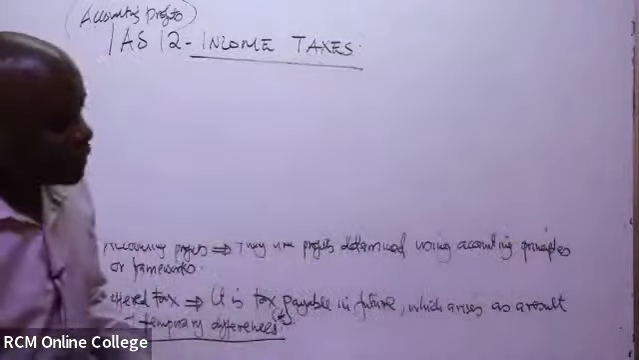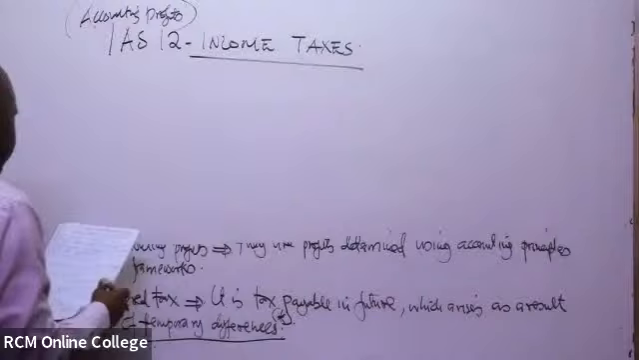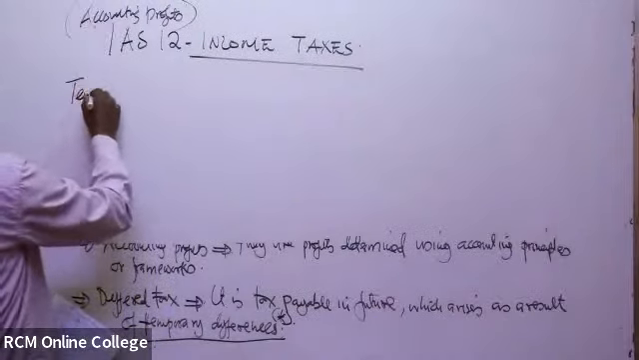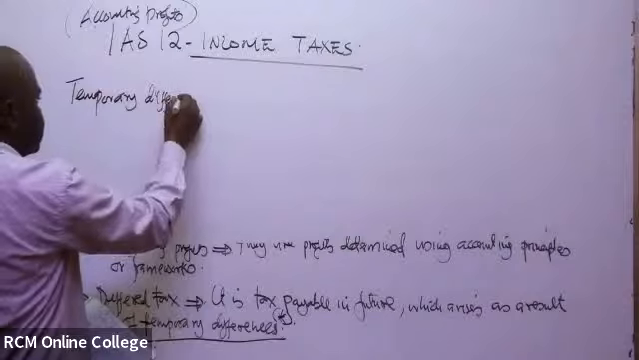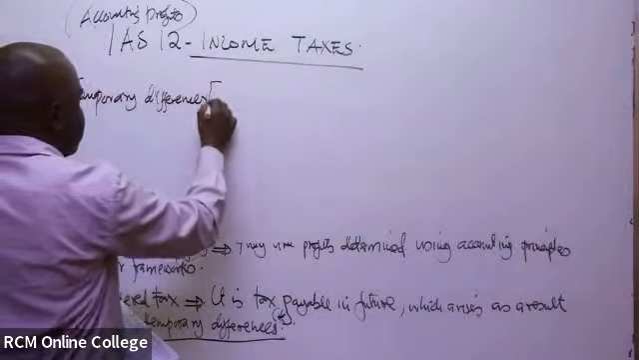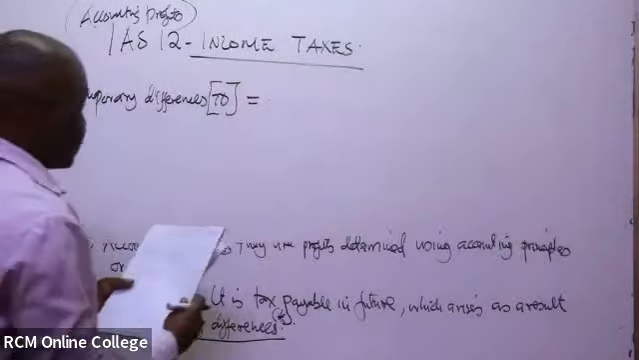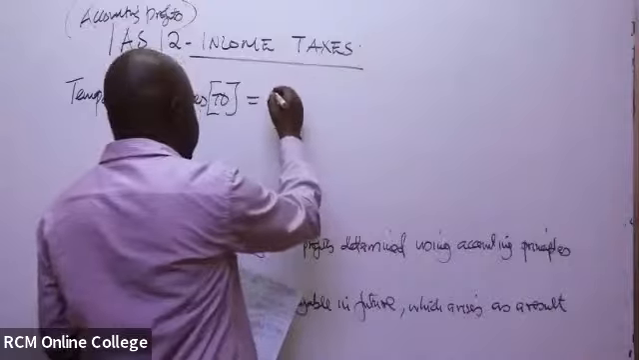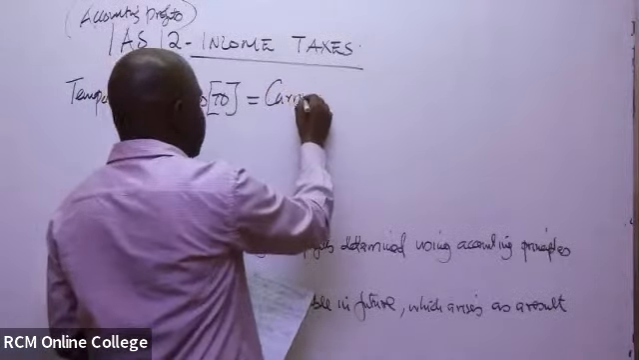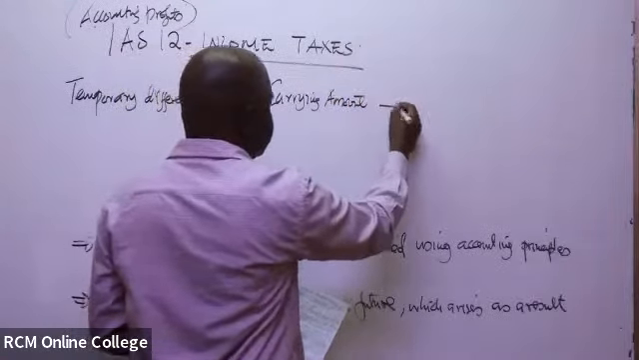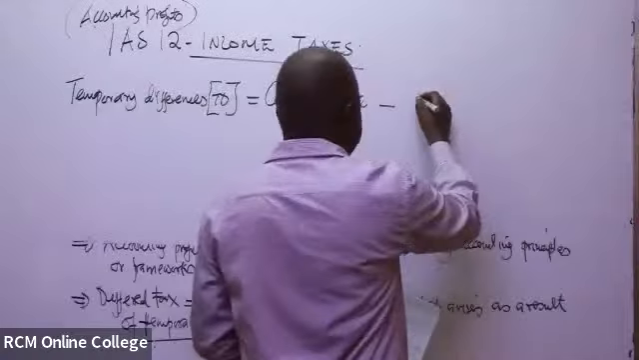So deferred tax will arise from the temporary differences. There's a formula to determine these temporary differences, or in short, TD. It will basically be equal to the carrying amount of an asset, minus the tax base.